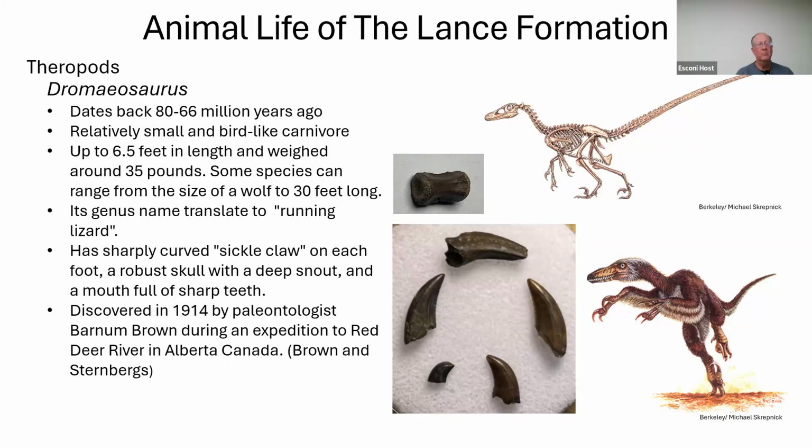The genus name translates to running lizard. They have the sickle claw, just like we see in Jurassic Park. Something to keep in mind, the claw that you see in the images that are presented, those are the bones. Now add 40%, and you see actually the full length of the claw. So this little one was about a half-inch long bone. The actual length of the claw when it was alive was about an inch long.